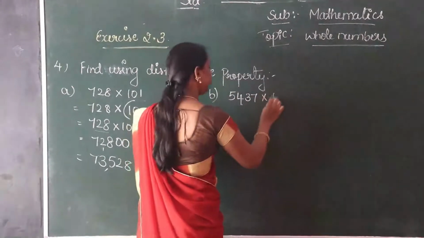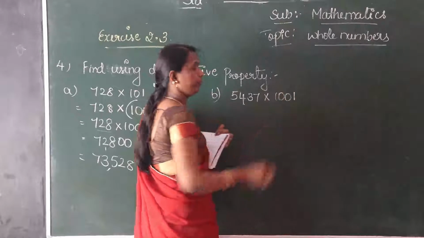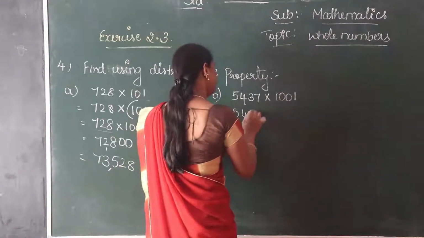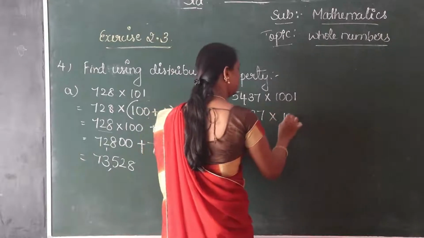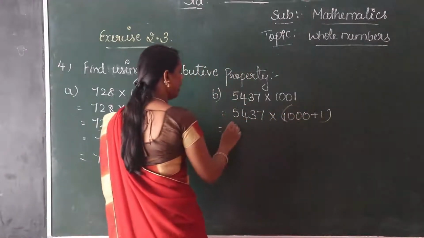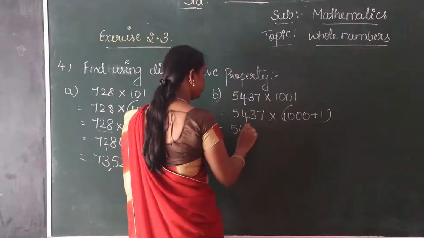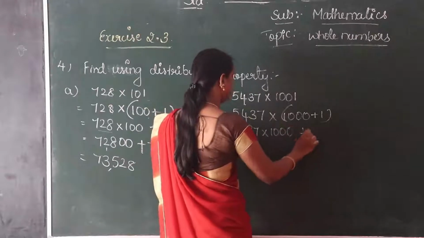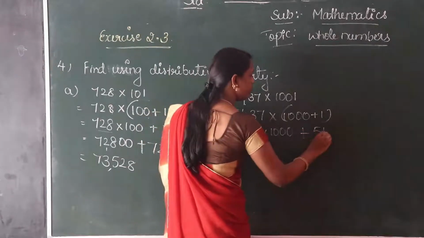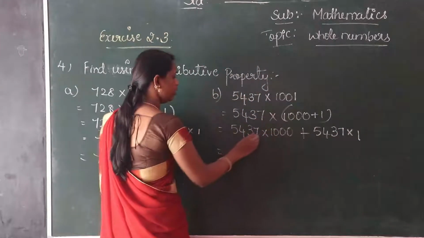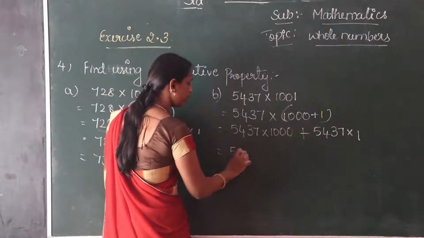Second one, 5,437 into 1001. This 1001 can be written as 1000 plus 1. Multiply 5,437 into 1000 plus 5,437 into 1.